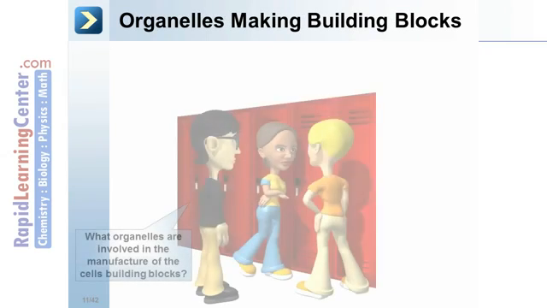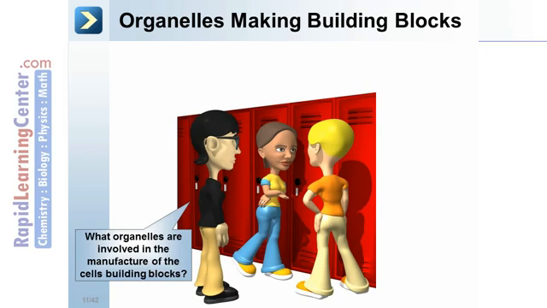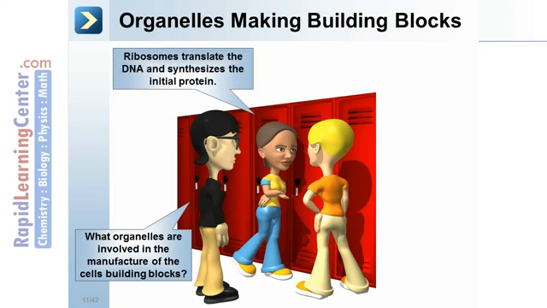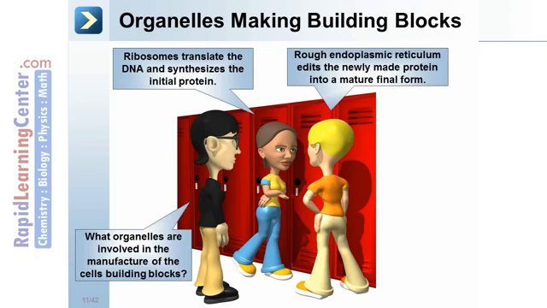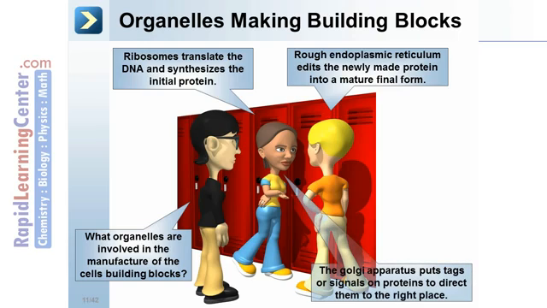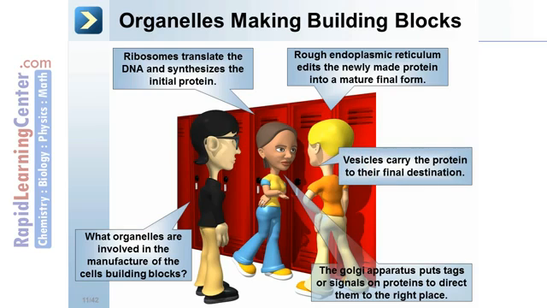Organelles making building blocks. What organelles are involved in the manufacture of cells' building blocks? Ribosomes translate DNA and synthesize the initial protein. Rough endoplasmic reticulum edits the newly made protein into a mature final form. The Golgi apparatus puts tags or signals on proteins to direct them to the right place. Vesicles carry the protein to their final destination.